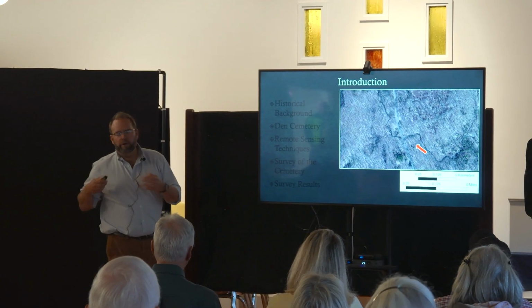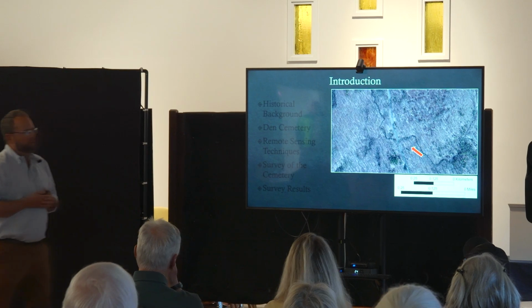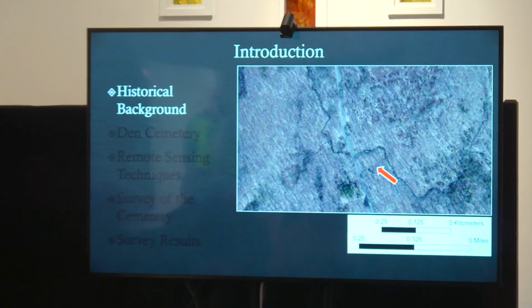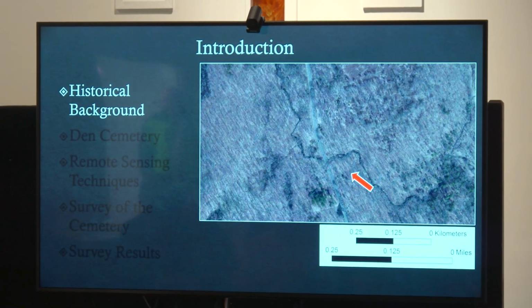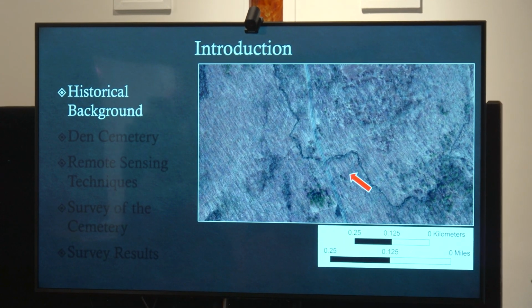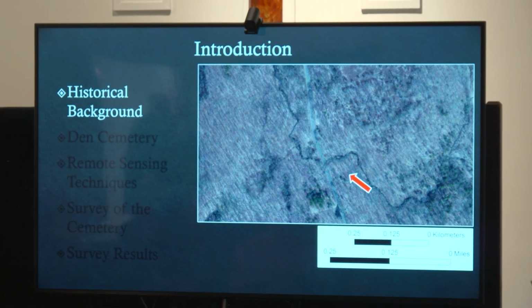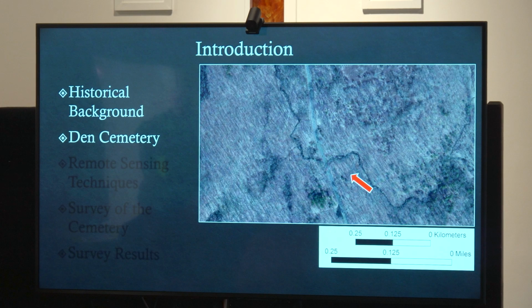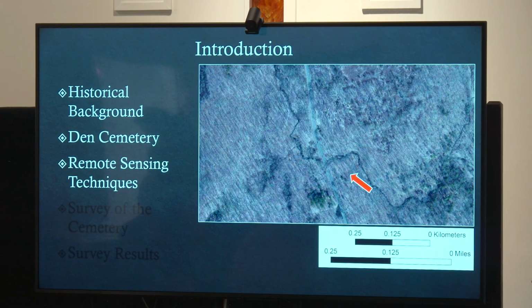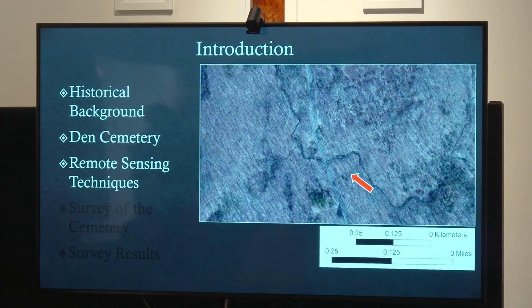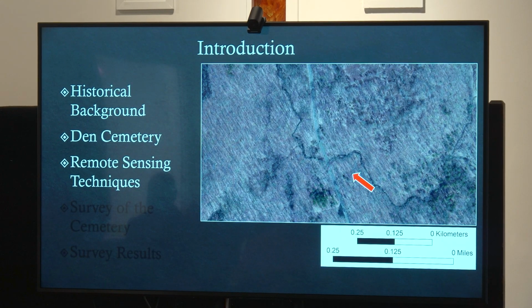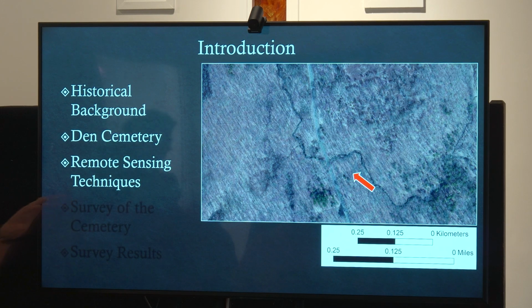I'll just give you an overview of where we're going to go during this talk. So we'll do a little bit of the historical background of the cemetery. I am by no means an expert on the historical background of this cemetery, so I'll be presenting a lot of other people's work. We'll then talk about the Den Cemetery itself. I'll go over some of the remote sensing techniques that archaeologists use to identify marked and unmarked burials. We used a number of different techniques during this survey.